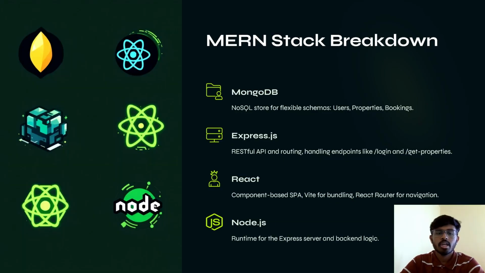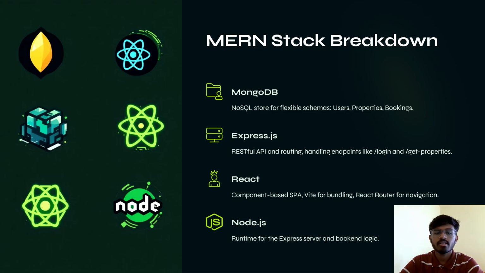Next, the MERN stack breakdown. To build this, I used the MERN stack, which is a powerful set of technologies that all use JavaScript. M refers to MongoDB. This is our NoSQL database, which I used to create flexible schemas for our users, properties, and bookings. E is for Express.js. This is our backend framework. I used it to build the RESTful API and define all the routes like login, get properties, etc.